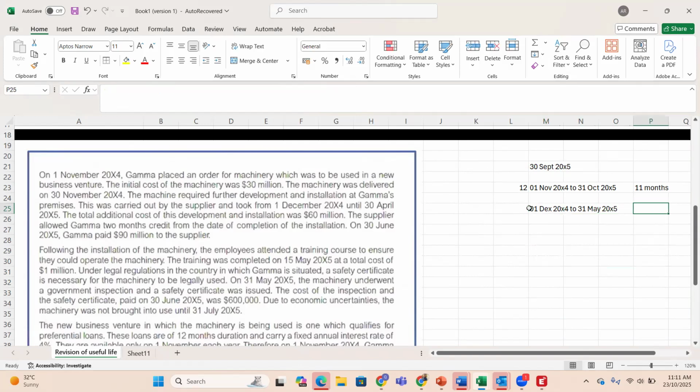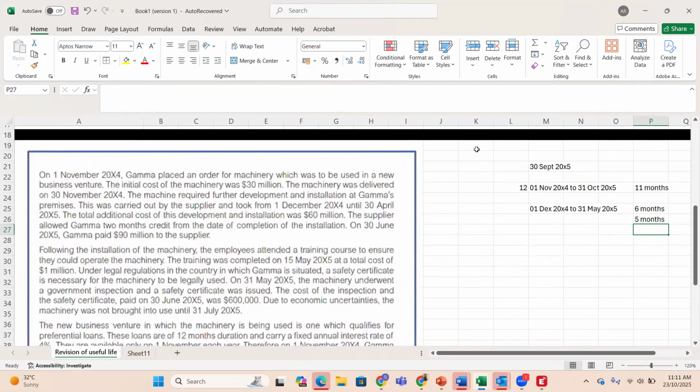So that means how many months? December, January, February, March, April, May. 6 months capitalized. And how many months written off? 5 months written off. See, it's going to be tricky. It's going to be tricky, but you stick to your basics.